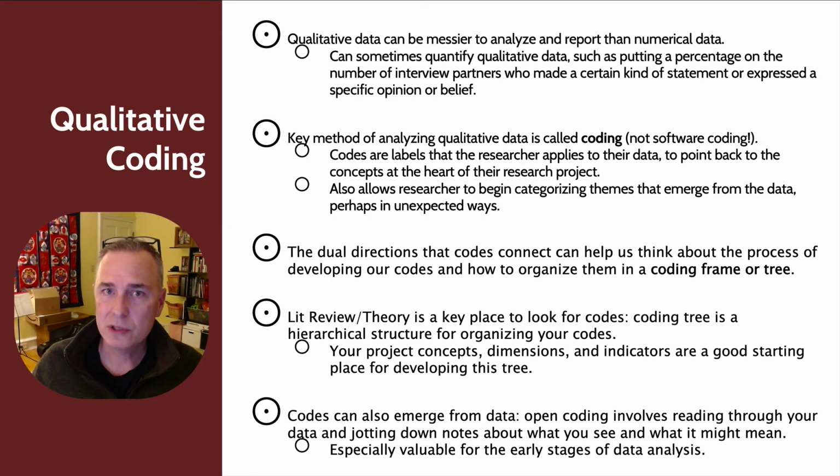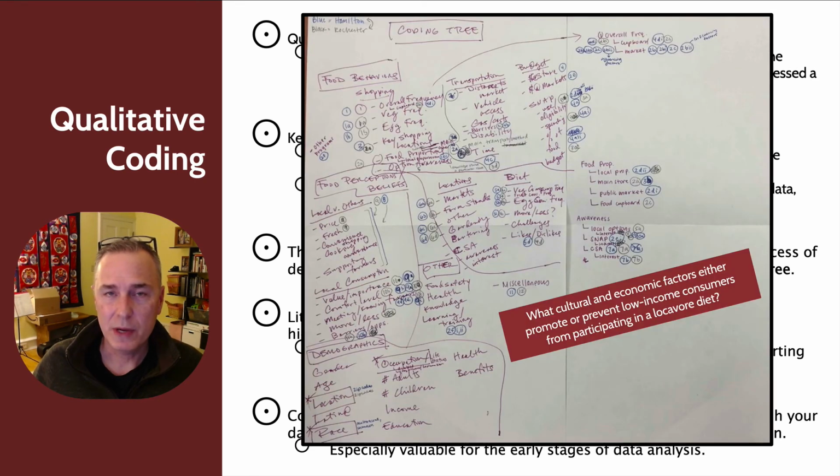Well, like I was just saying, we took out a sheet of paper and we actually started trying to map out the coding tree for our research question. I've popped that on the screen here again. What are the cultural and economic factors that either promote or prevent low-income consumers from participating in a locavore diet? So you can see this kind of crazy scratch of different words and arrows and stuff like that that we put in our coding tree.